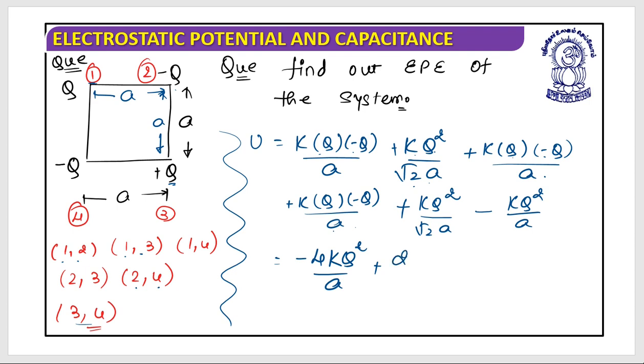So this is 2kq square divided by root 2 a. So the number that remains is minus 4kq square by a plus 2kq square by root 2 a, so this is root 2 kq square divided by a. This is the term that should remain. Yes, I hope these things are clear.